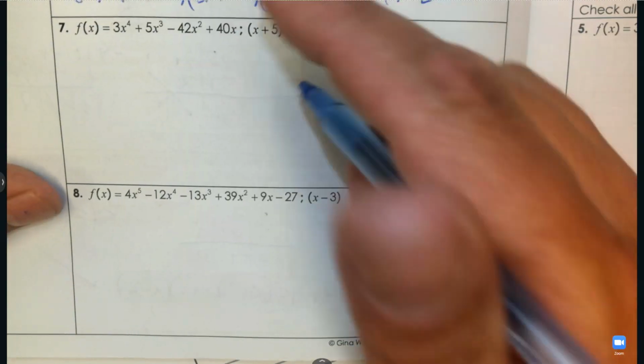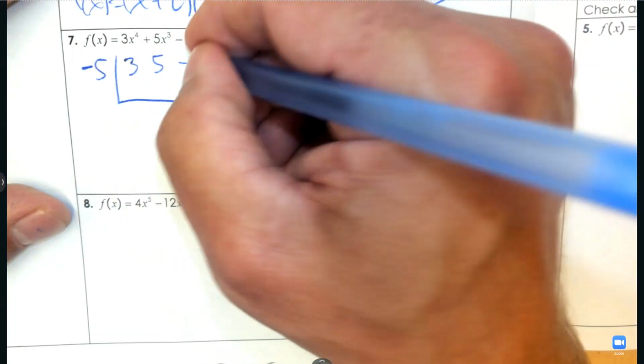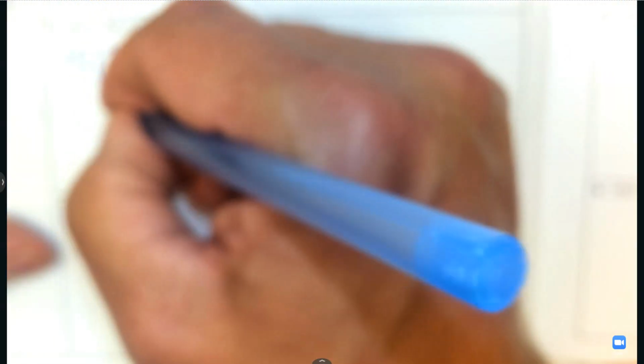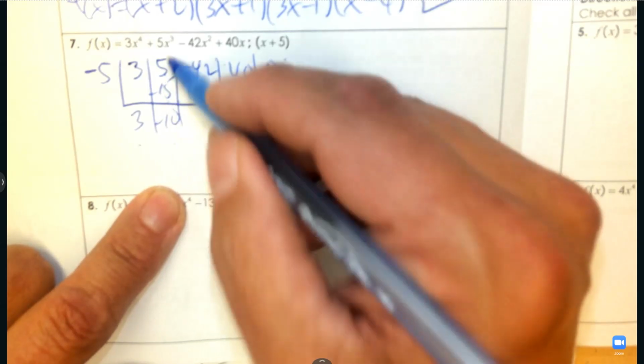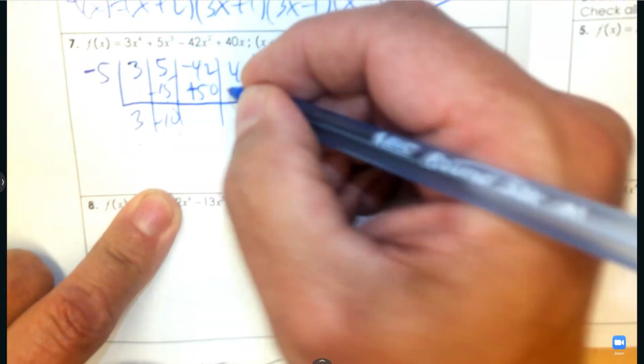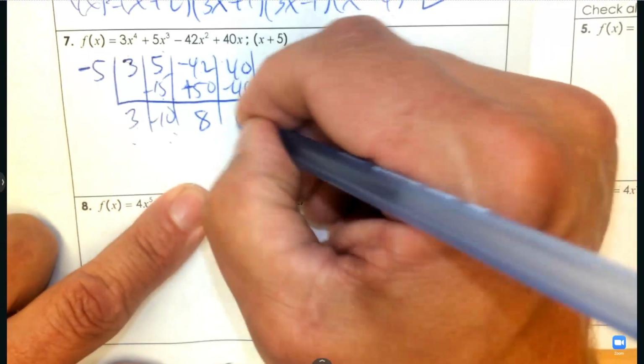All right, two more. Number 7, take the 0, which is negative 5. So 3, 5, negative 42, 40, and 0. Let's see, make sure we do it right. What am I doing wrong here? So negative 5, 3, 5, negative 42, and 40. So I have 3, make sure I'm doing this right, negative 10, that's positive 50. I knew I made a mistake somewhere. It's all good. That's positive 8, negative 40, that's 0.